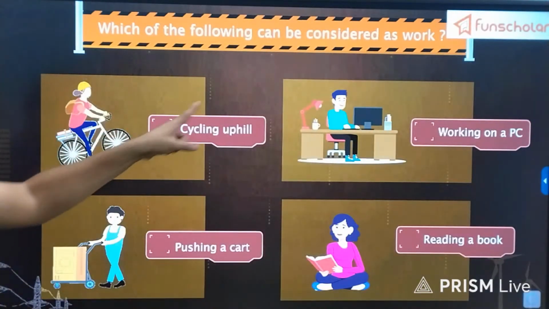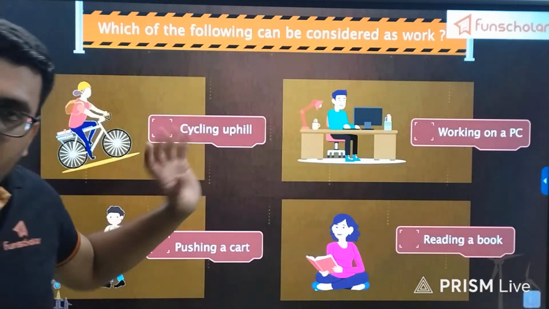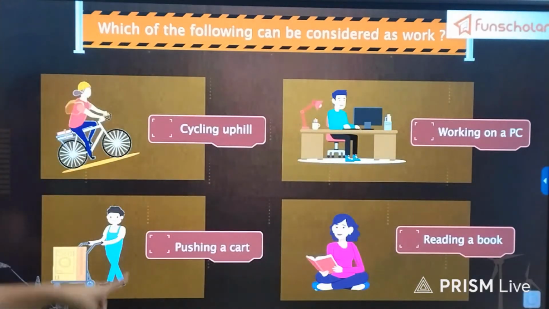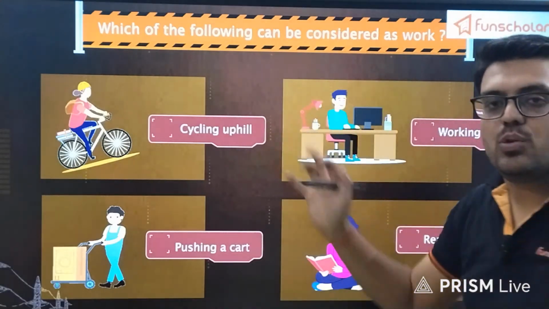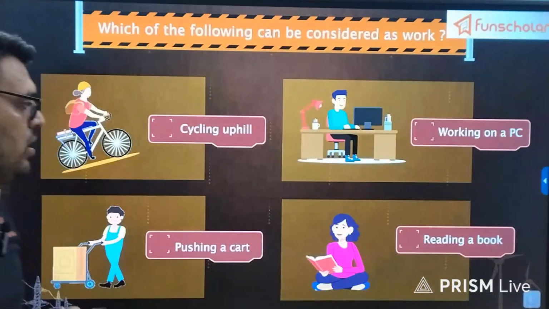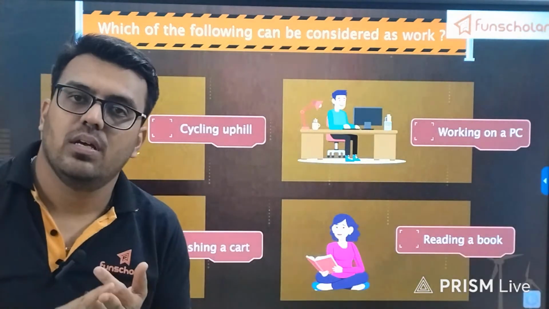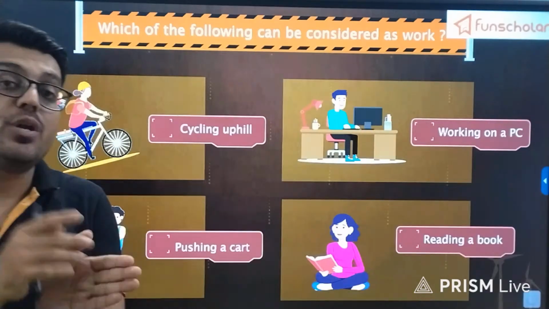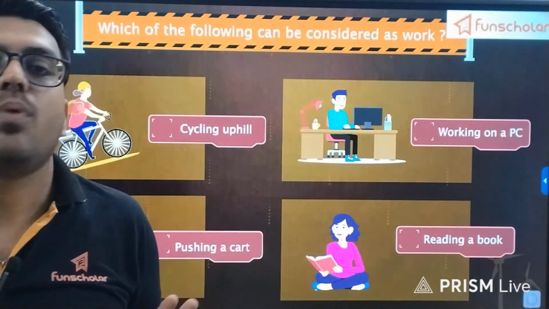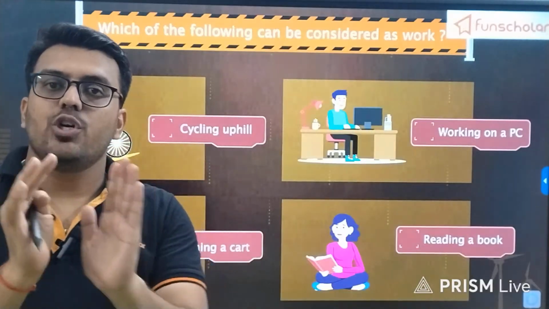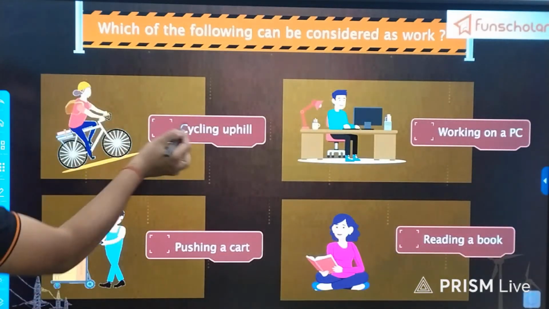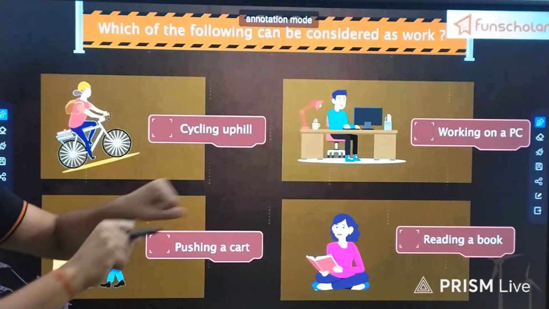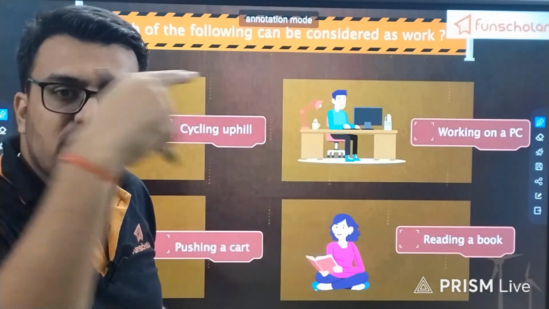So what is the scenario? 4 cases are there. Someone is cycling uphill. Someone is working on the PC. Someone is pushing the cart. Someone is reading a book. We have to say in which of the following cases work can be considered to be done. Now, for work we need 2 things: the force, and the displacement should be in the direction of force. This term is very important. The displacement produced should be in the direction of applied force. So, in the first scenario, someone is cycling uphill. He has to ride the bicycle. He is pedaling, so he is applying a force.